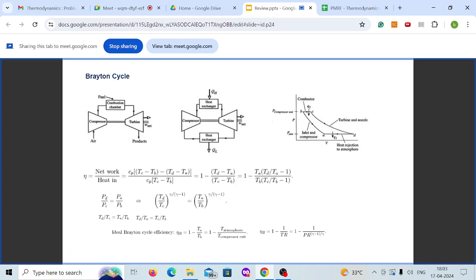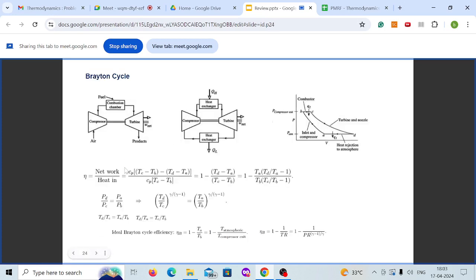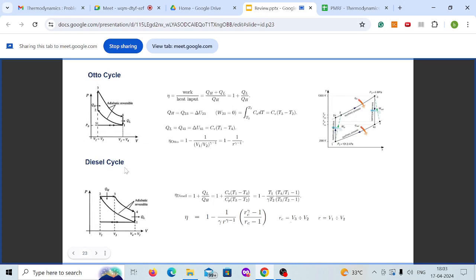After the Otto and diesel cycles, there is also a combined cycle between Otto and diesel called the dual cycle, where the heat addition process occurs in two steps, constant volume and then constant pressure. We can use the same approach and proceed further.